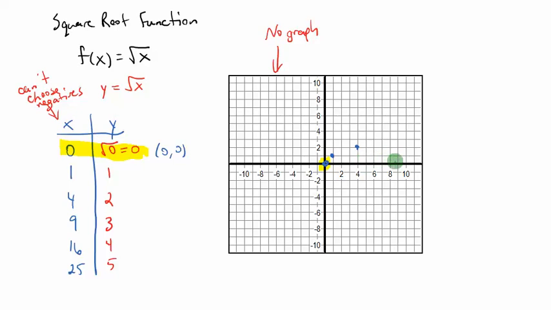The next x value I have is 9. The square root of 9 is 3. Then I go out. The square root of 16, which is way over here, is 4. The square root of 25, which is even further, is 5. And so what's happening is your x values are getting further apart, and so your graph, as you move to the right, is flattening out.